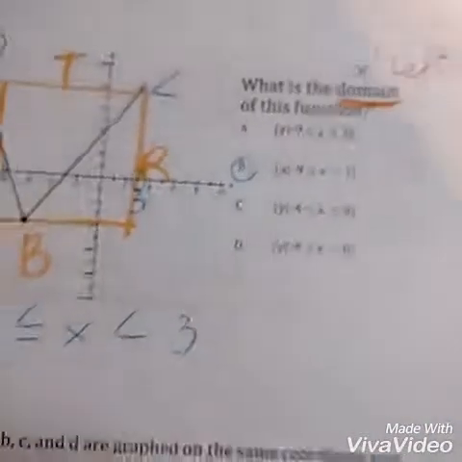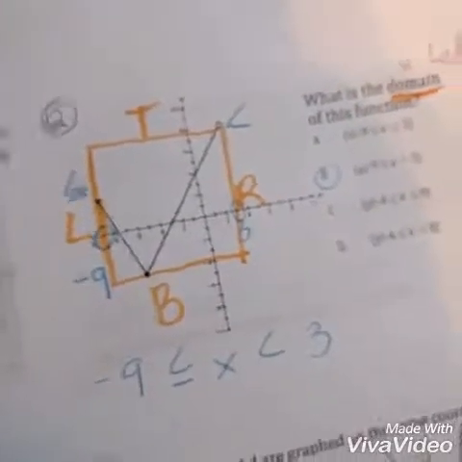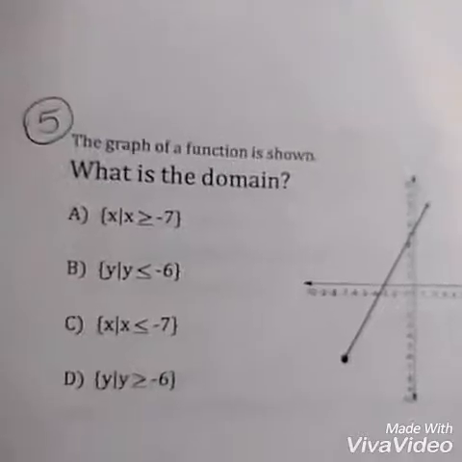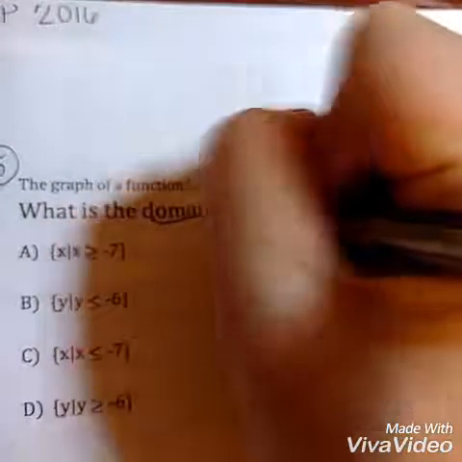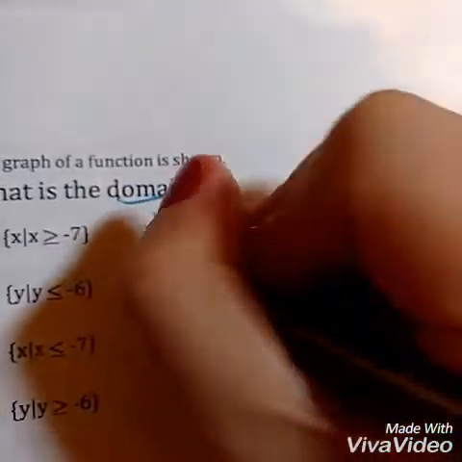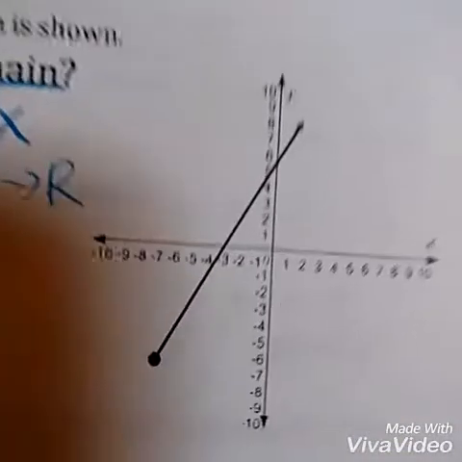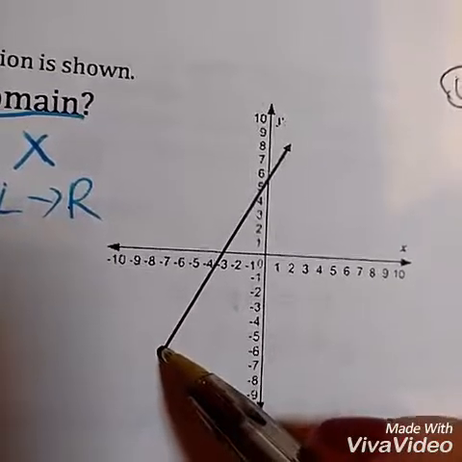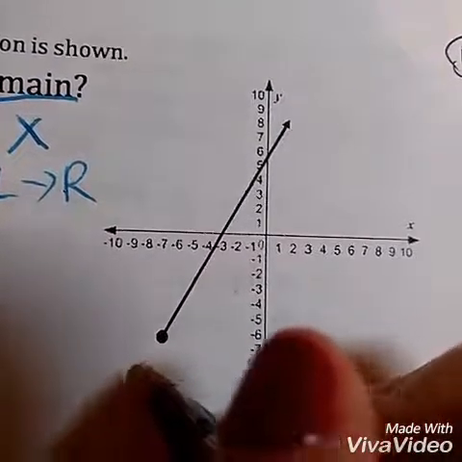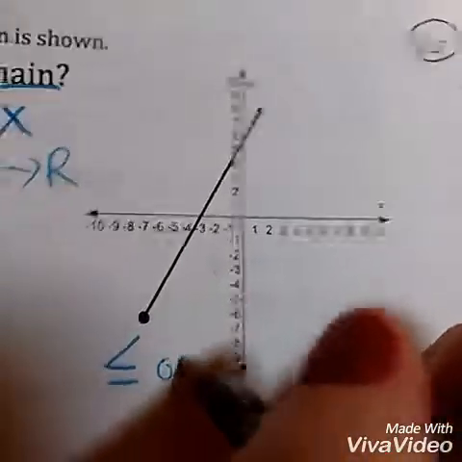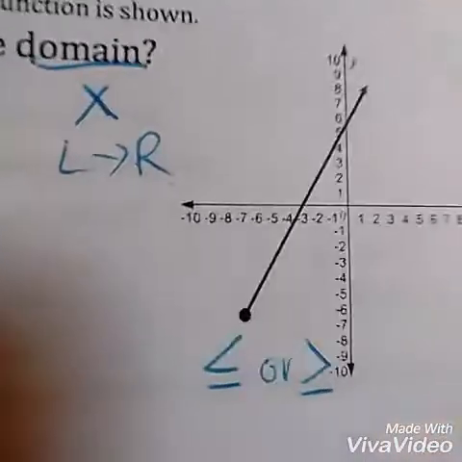Okay, let's talk about one that doesn't have the closed circle or open circle, which is the one with the arrow. This one, they're giving you the graph right here, and they're asking what is the domain of the graph. Again, domain means X, and we're going to look from the left to the right. Right here, you can see this one has a closed circle, so this means the point is going to be included, so greater than or equal to.